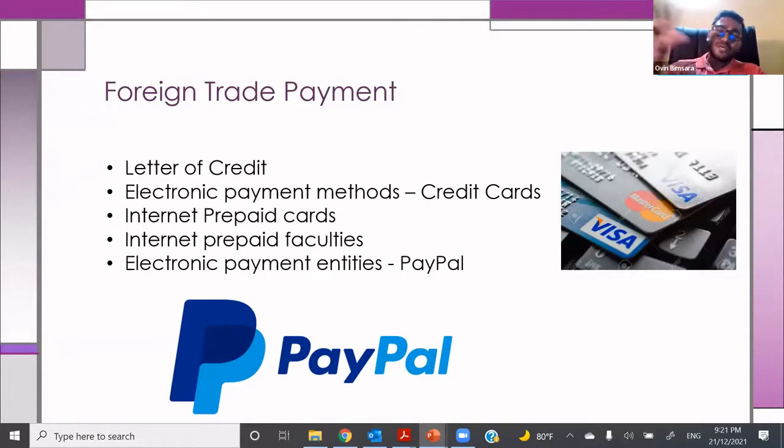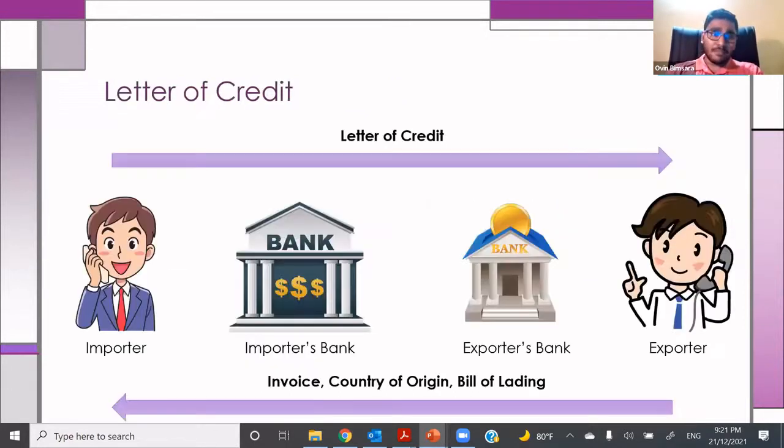Internet prepaid facilities are there. That means account to account transactions by using online banking platforms. That is another way. Or electronic payment entities like PayPal. So PayPal will act as an intermediary between the importer and the exporter, and they will do the transaction on behalf of the two parties and make the necessary arrangements to settle the payment. So these are different ways in which the foreign trade payment can be completed. So I told you the letter of credit, I am talking about it separately.